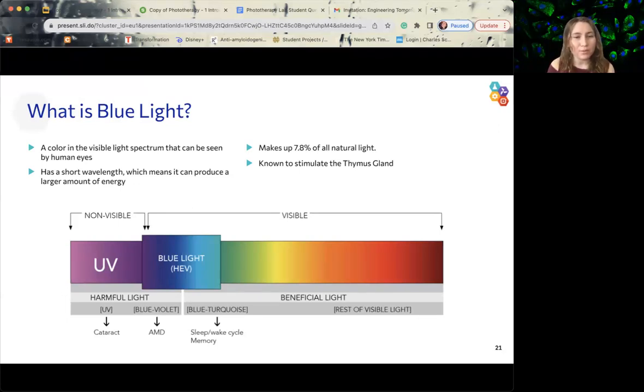But the only problem here is that it only makes up 7.8% of natural light. So it's not that much of it. When you're out in the sun all day, you're not really getting that much, and that might not be very beneficial towards Grover's disease patients. So that's something to keep in mind.